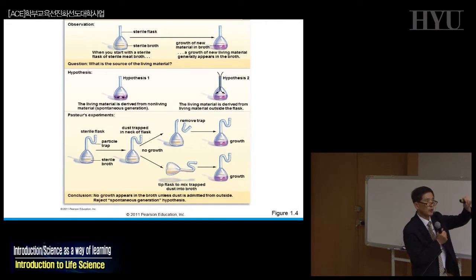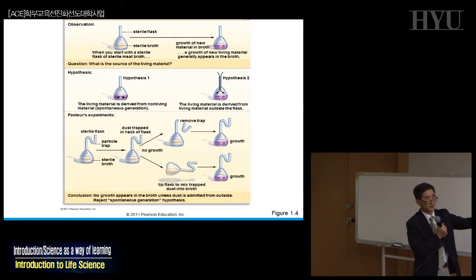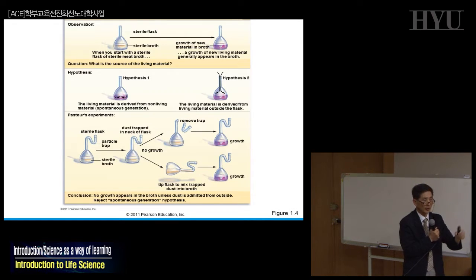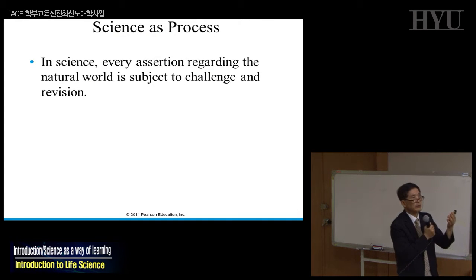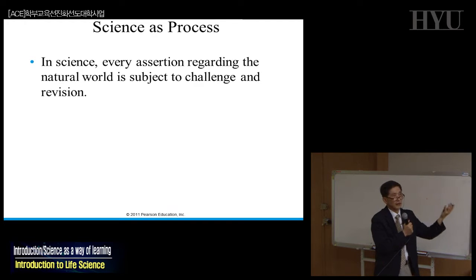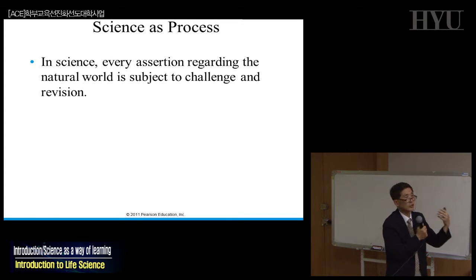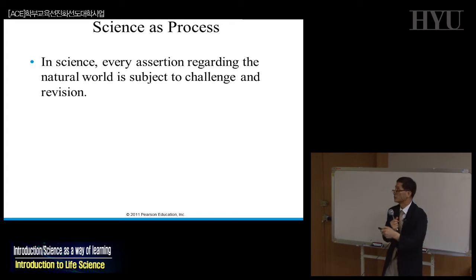In other words, there's no scientific court. Let's decide this is true, this is not true. There's no such thing in science. What it means is the fact or the theory that we, at this point, think is true may not be true in the future. Okay? If new evidence comes, it will be revised. It will be revised. And it will be challenged. So that's the characteristic of science.